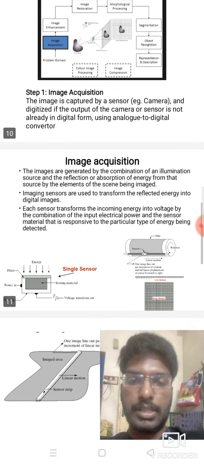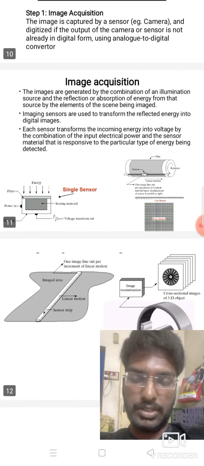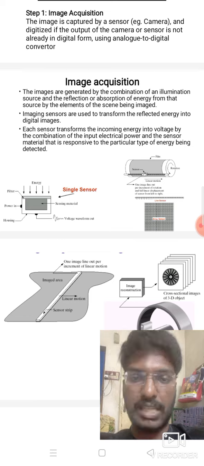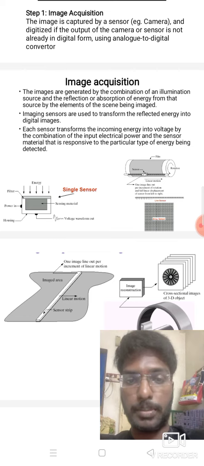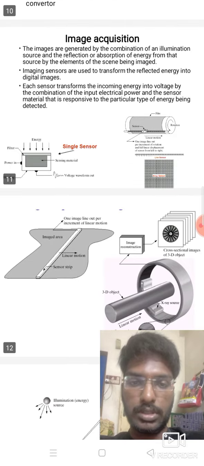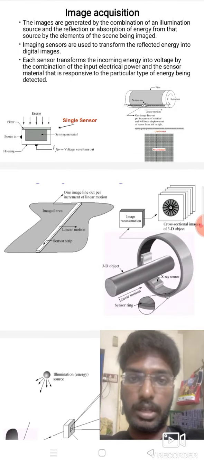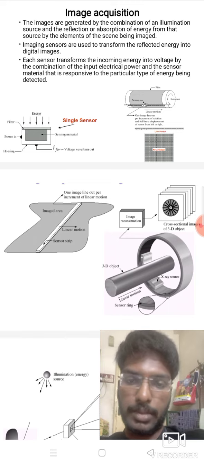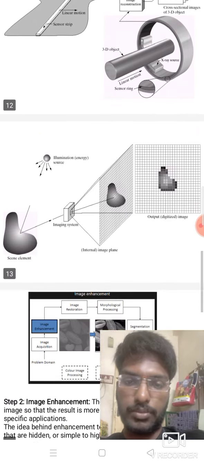Imaging sensors are used to transform the reflected energy into digital images. Each sensor transforms the incoming energy into voltage by the combination of input electrical power and the sensor material that is responsive to the particular type of energy being detected. It is nothing but image acquisition. These are some of the diagrams indicating image acquisition in practical form and in diagrams.